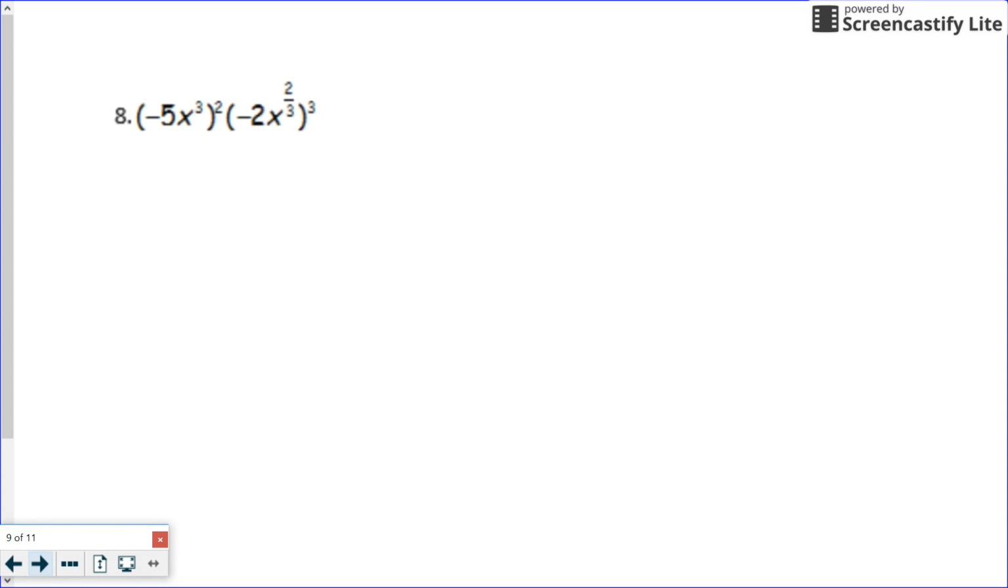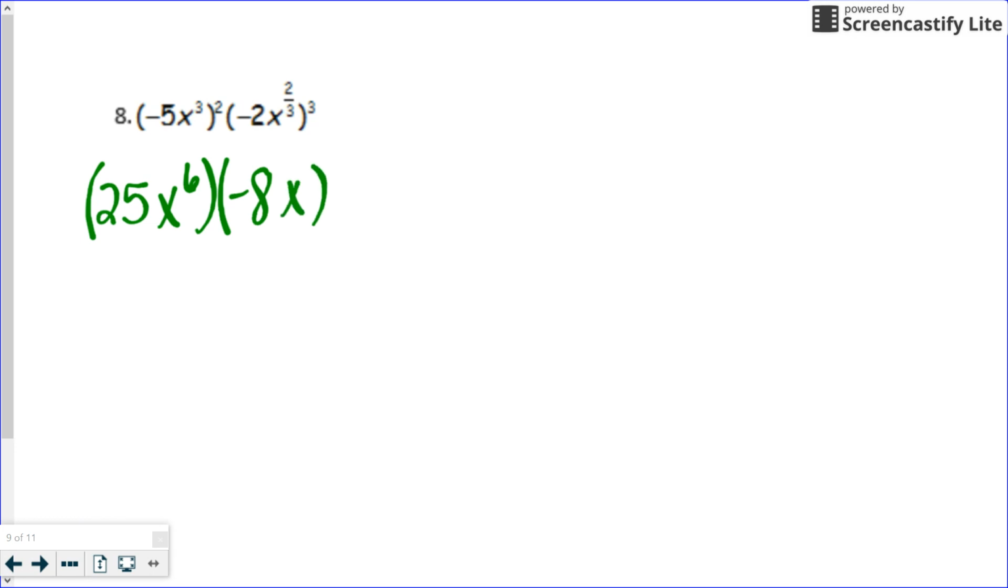Number 8, again, deal with the two separate parentheses first. So first I got negative 5 squared. That's negative 5 times negative 5, which is positive 25. X to the 3 times 2 is 6. Second parentheses, I've got negative 2 cubed. That's negative 2 times negative 2 times negative 2. Negative 8. X to the 2/3 times 3.